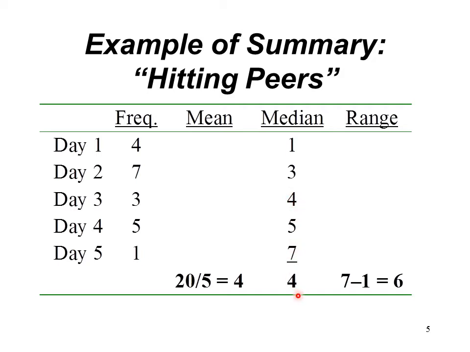So the question is, which of these represents this set of data better? The middle value of 4 or the mean of 4? Well, in this case it doesn't matter because it's the same value. The range is 6 because we had a high score of 7 and the lowest score of 1. The difference between those is 6, and that gives you an idea of how these scores spread out.